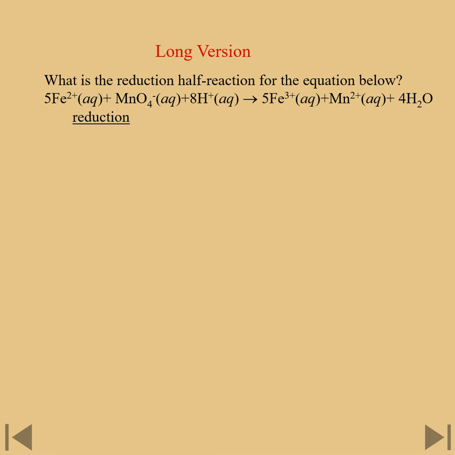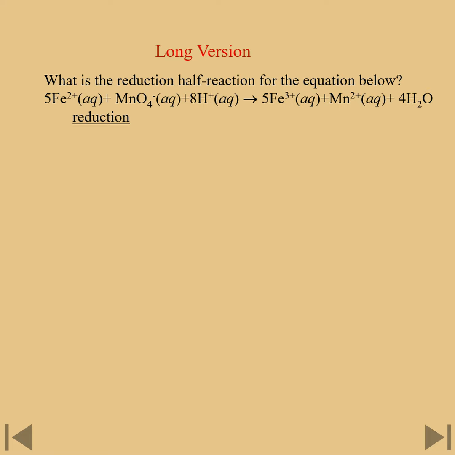And now, what is the reduction half reaction for the equation below? Okay, the iron's going from +2 to +3, so it's losing electrons, so that's oxidation. What about the manganese? What's the oxidation number of manganese in the permanganate ion? Well, we know each oxygen is going to be -2, so what plus 4 times negative 2 is equal to negative 1? Or what minus 8 is negative 1? Positive 7 minus 8 is negative 1. So manganese is in a plus 7 oxidation state on the left.